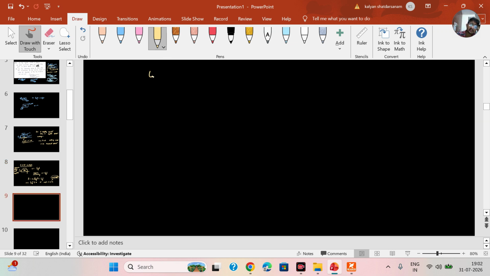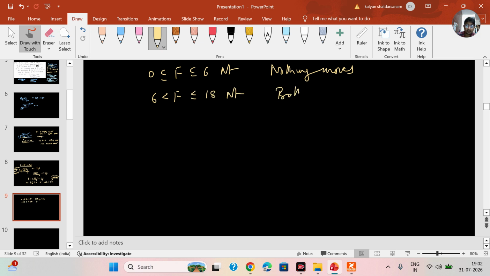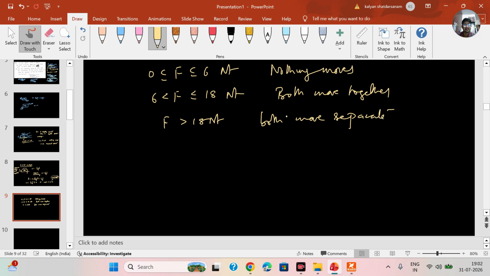So let me write the analysis. 0 less than F less than 6 Newton, nothing moves. First, you should get this kind of analysis in these problems. Then 6 less than F less than or equal to 18, both move together. Then F greater than 18 Newton, both move separately. I got this complete analysis. So that is the first part of the question.